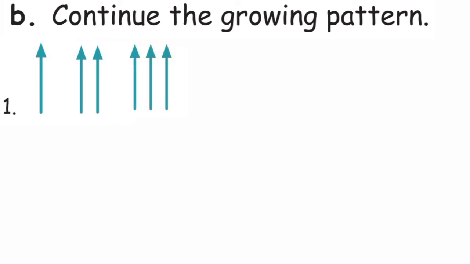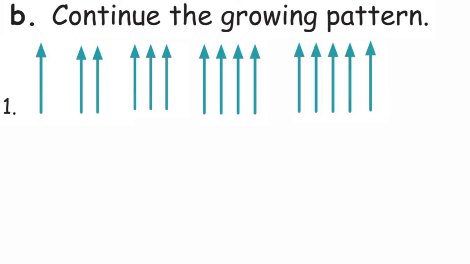Next, continue the growing patterns. See the first question. First, 1 up arrow. Next, 2 up arrows. Next, 3 arrows. Next, 4 arrows. So, what is the answer? Tell me. Yes, 5 up arrows.